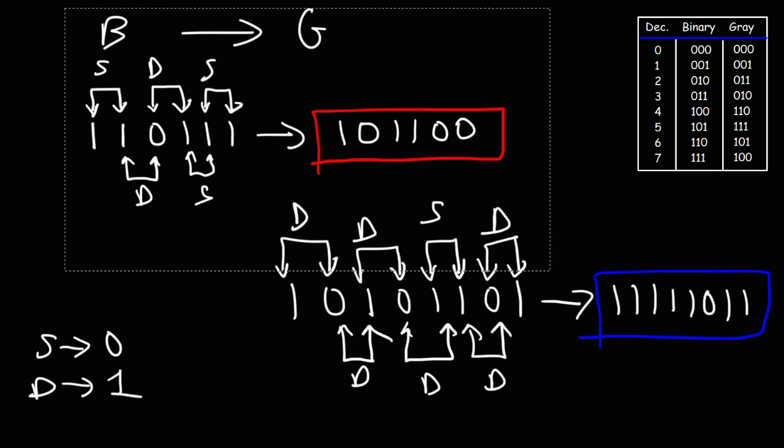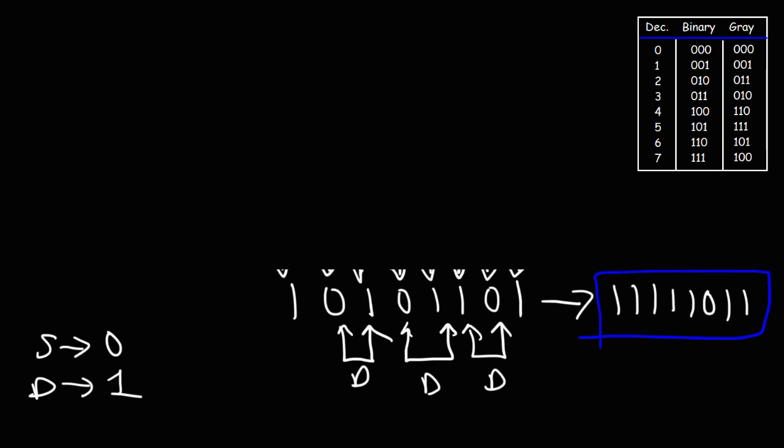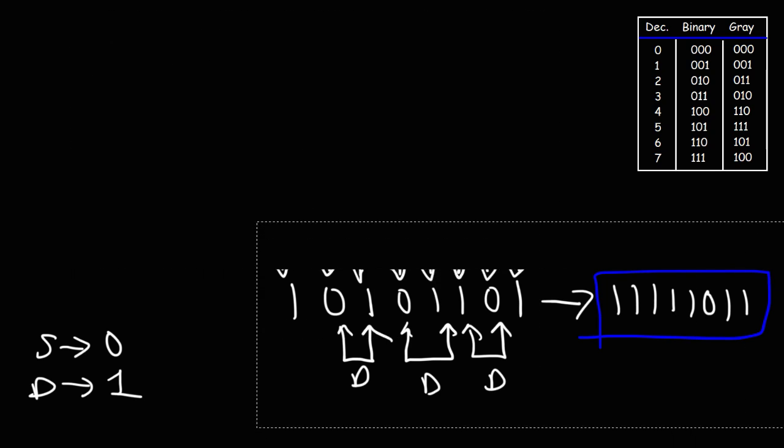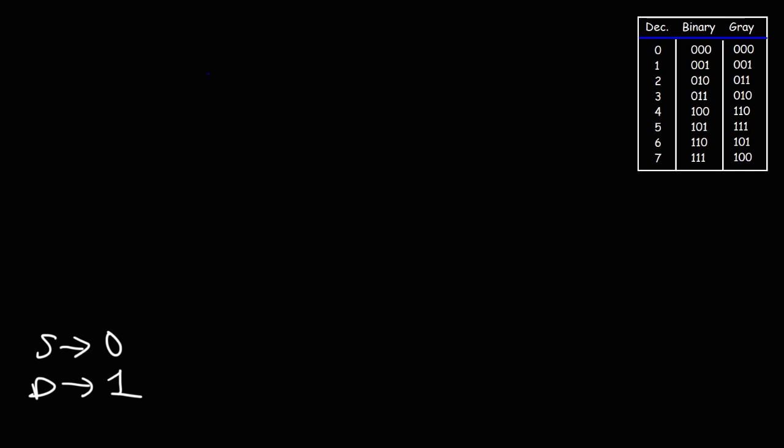But now let's talk about how we can go backwards. That is how we can go from a gray code into the binary code. So we're going to go from G to B. So let's say we have the gray code 1, 1, 0. Let's convert that to binary.